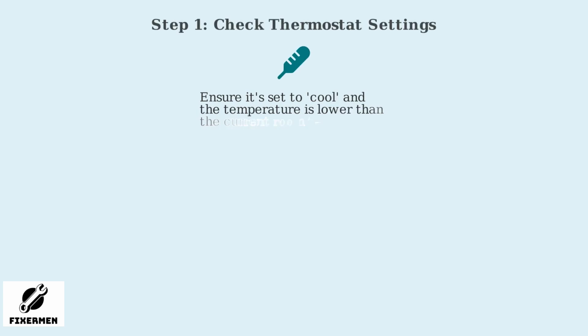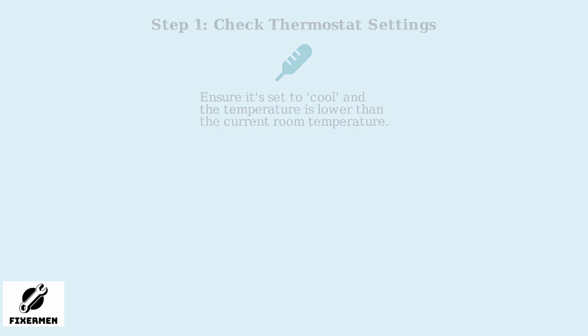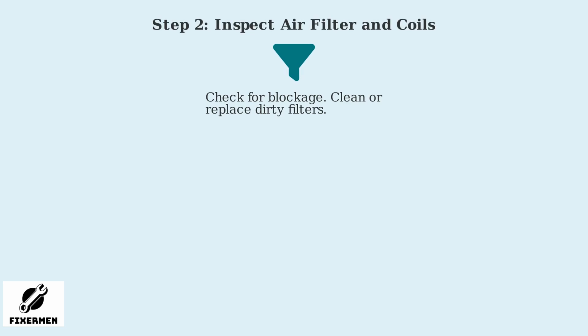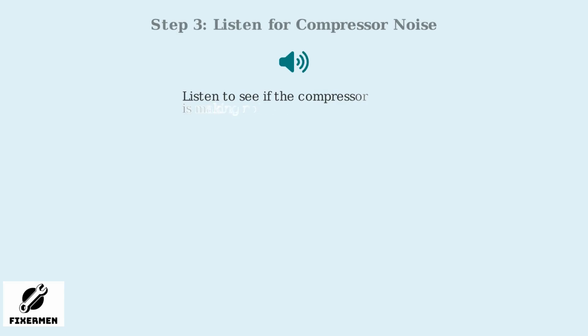First, check your thermostat settings. Ensure it's set to cool and the temperature is lower than the current room temperature. Next, inspect the air filter and coils for blockage. Clean or replace dirty filters. Listen to see if the compressor is making noise when it should be on.